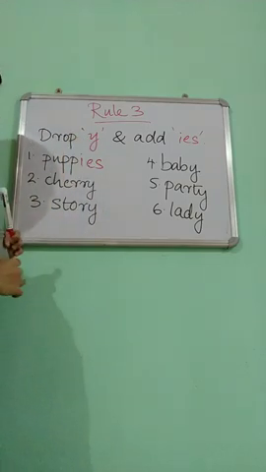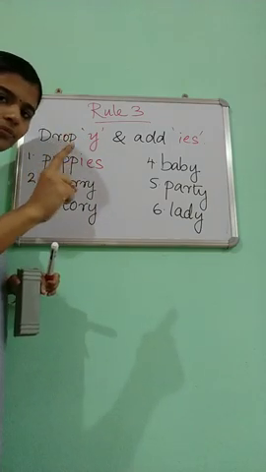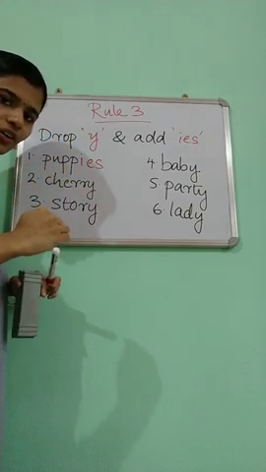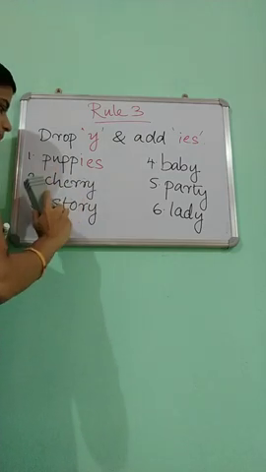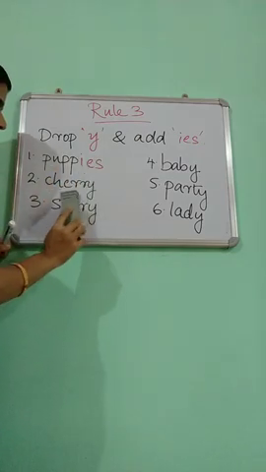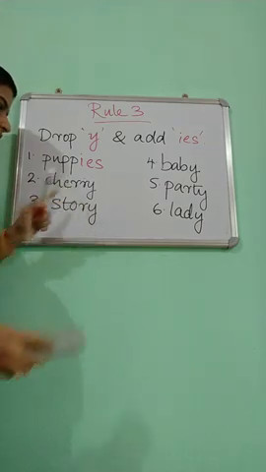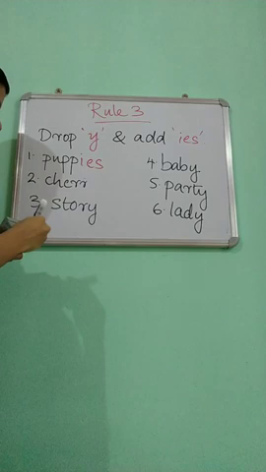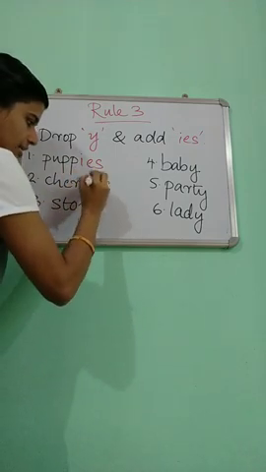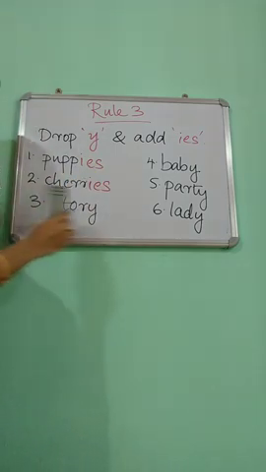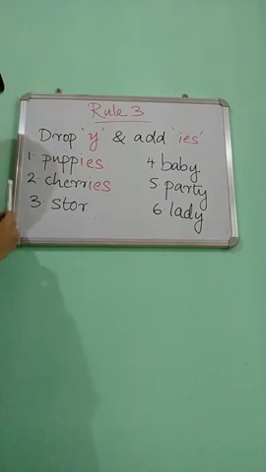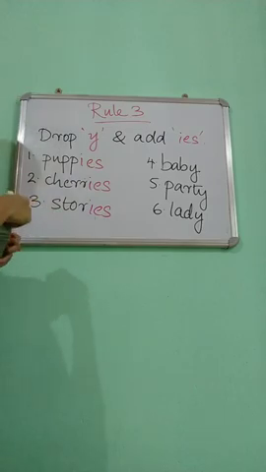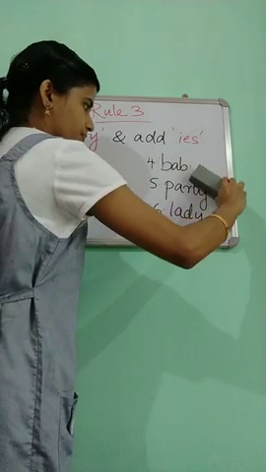Okay? Puppy. Puppy means one puppy. What do you mean by puppy? Puppy is the young one of a dog. Okay. Then puppies is the plural. Then cherry. We can convert this singular noun to a plural noun by erasing this Y and adding IES. Cherries. Then story. Drop the Y and add IES. Stories. Then baby.